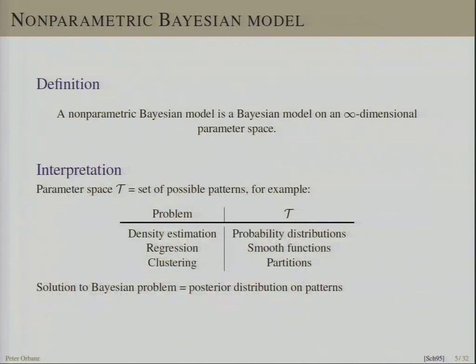Okay, and the interpretation here, or one useful way I think to interpret it, is that the parameter space is the set of possible patterns that we assume can explain the data. Yeah? So in the density estimation example that we just saw, the set of possible patterns would be a set of probability distributions, right? Or a set of densities, more precisely, because we're doing density estimation.